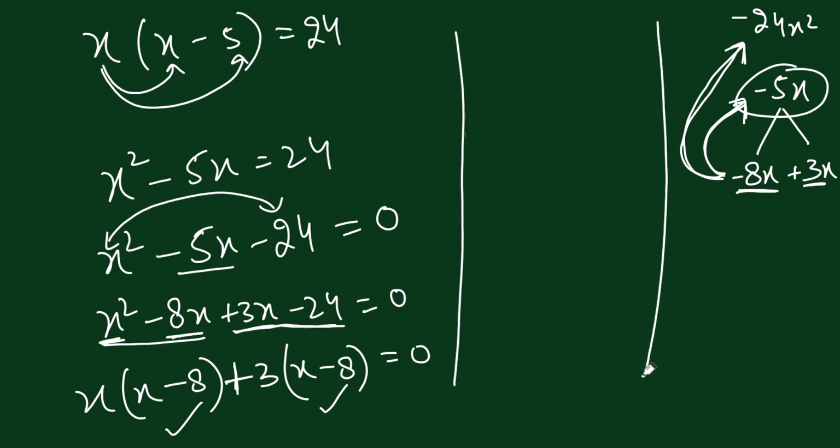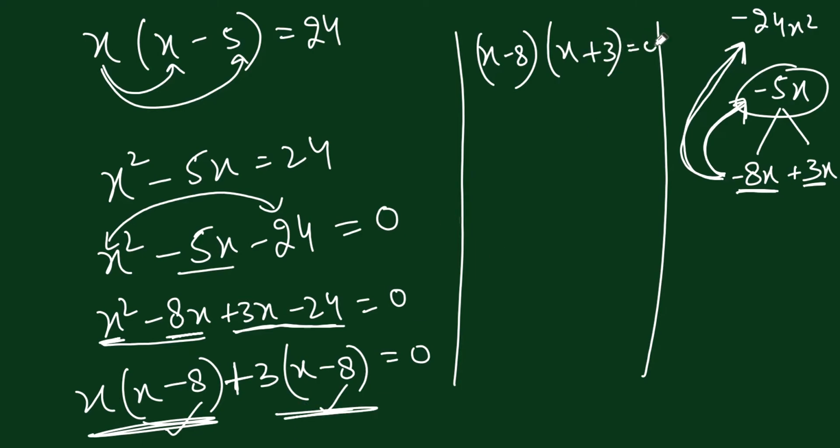So what next we have to do? x minus 8 comes in one bracket as common. What's remaining here? X. What's remaining here? Plus 3 is equal to 0. So when we get two brackets multiplying and equal to 0, that means either x minus 8 is equal to 0 or x plus 3 is equal to 0.